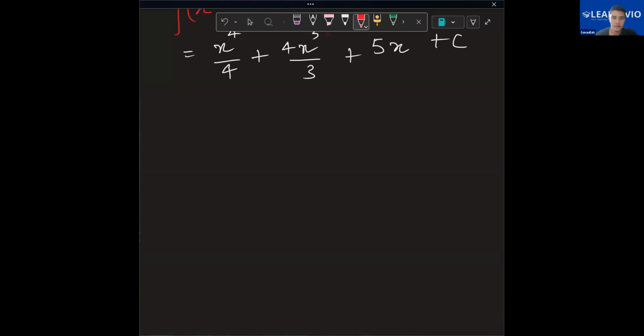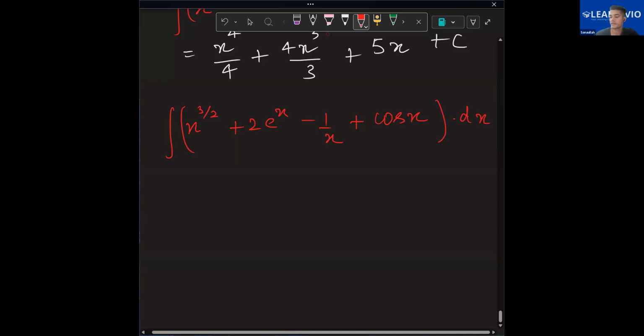Try this one. We have the integral of x power 3 by 2 plus 2 minus 1 over x plus cos of x, dx. This is the function. Tell me the integral of it.